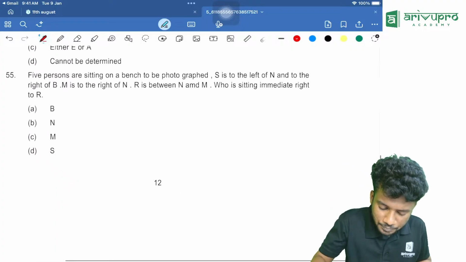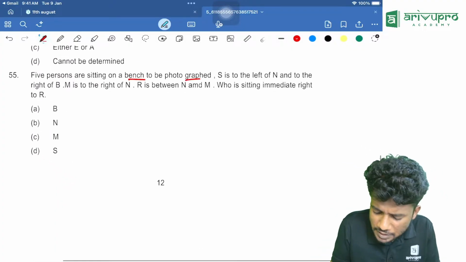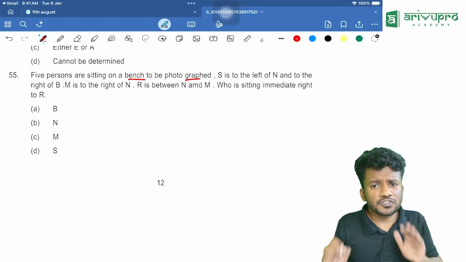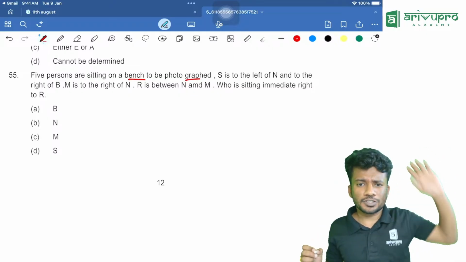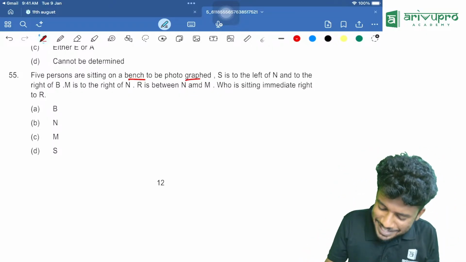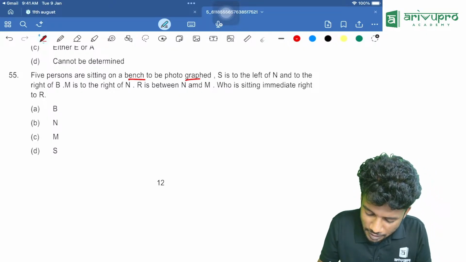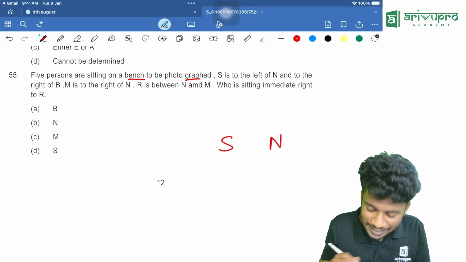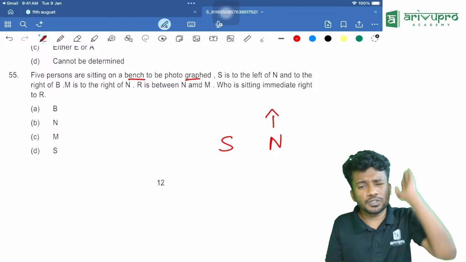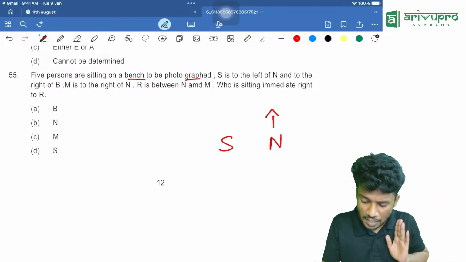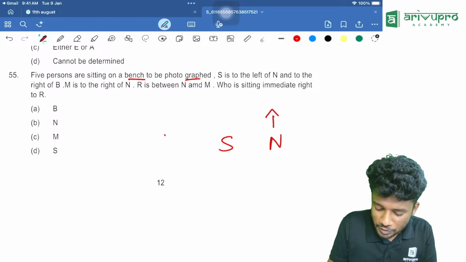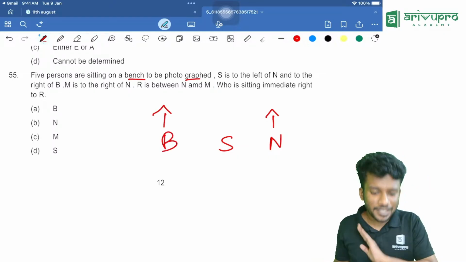Next one. 5 persons are sitting on a bench to be photographed. So they are sitting, so we will assume that they are looking towards north. Always keep that in mind. S is on the left of N, so they look towards north. S is on the left of N and to the right of B. So S is to the right of B also.